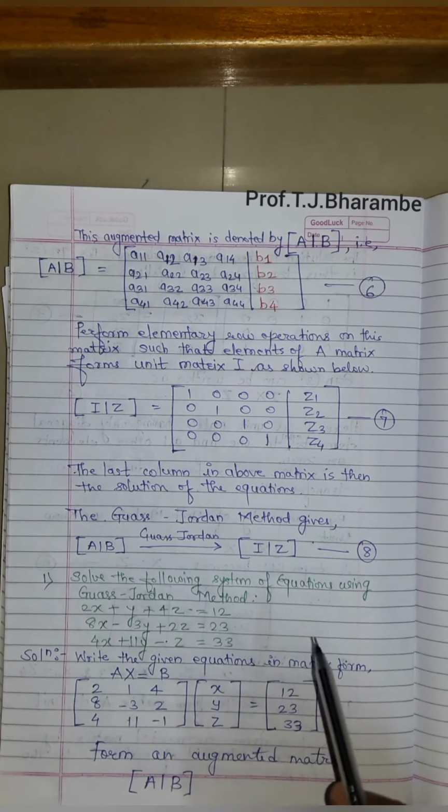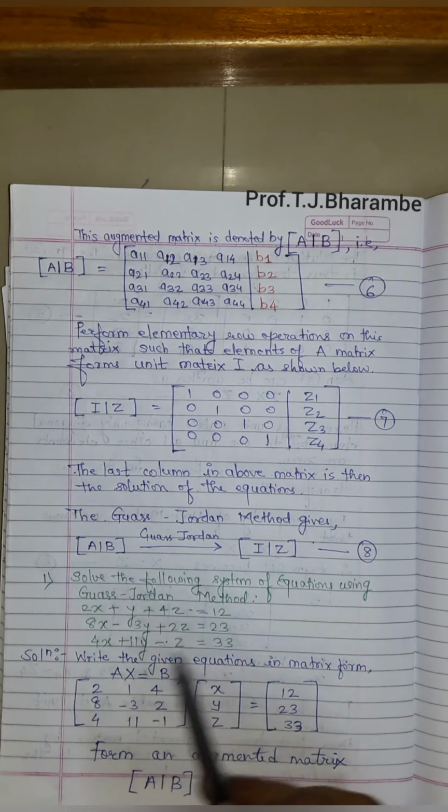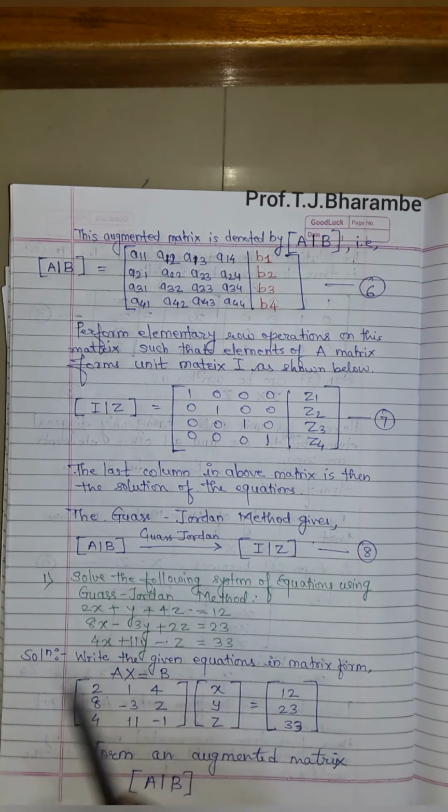What we have to do in the Gauss Jordan elimination method is write this given set of equations into matrix form, and after that form an augmented matrix, A augmented B, and make the matrix A a unit matrix. We have to convert the matrix A into the unit matrix, and whatever is finally left will be our answer.